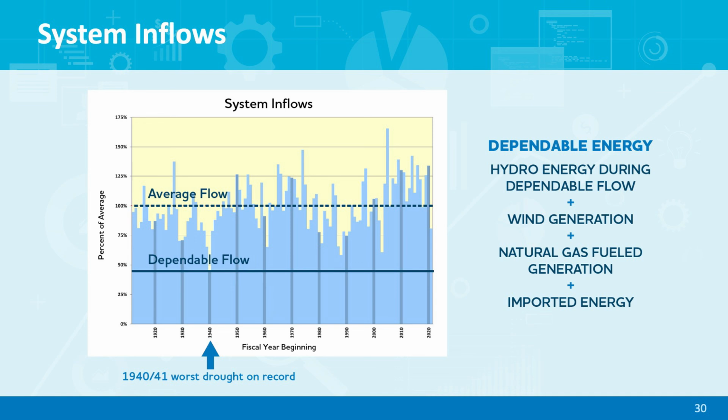Manitoba Hydro designs the system to ensure there is sufficient electrical supply during the lowest flow on record. This dependable energy planning criteria is included in the model as a constraint. This relationship between water conditions, dependable energy, and surplus energy are all simulated in the model.